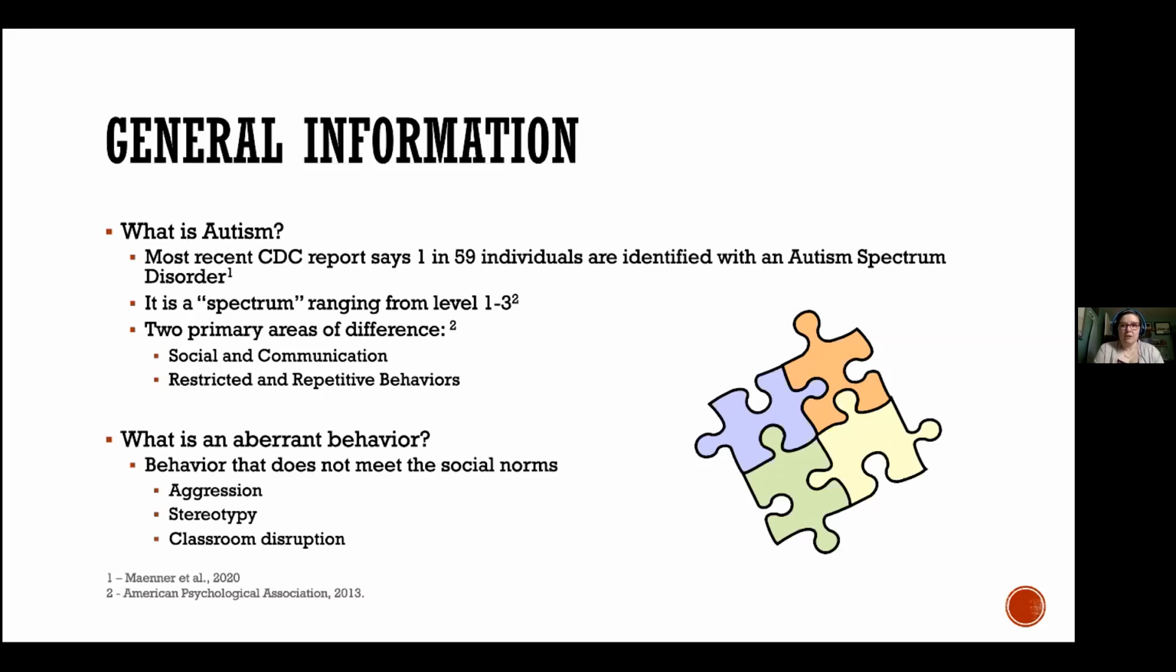Aberrant behavior, as far as this PowerPoint and what I'm going to be talking about, is behavior that doesn't meet the social norms. So it could be as significant as physical aggression, but it could be as mild as classroom disruption, talking out of turn, blurting out. And so, again, very broad definition. And as we get into some of the goals and strategies, that'll become more clear as well.